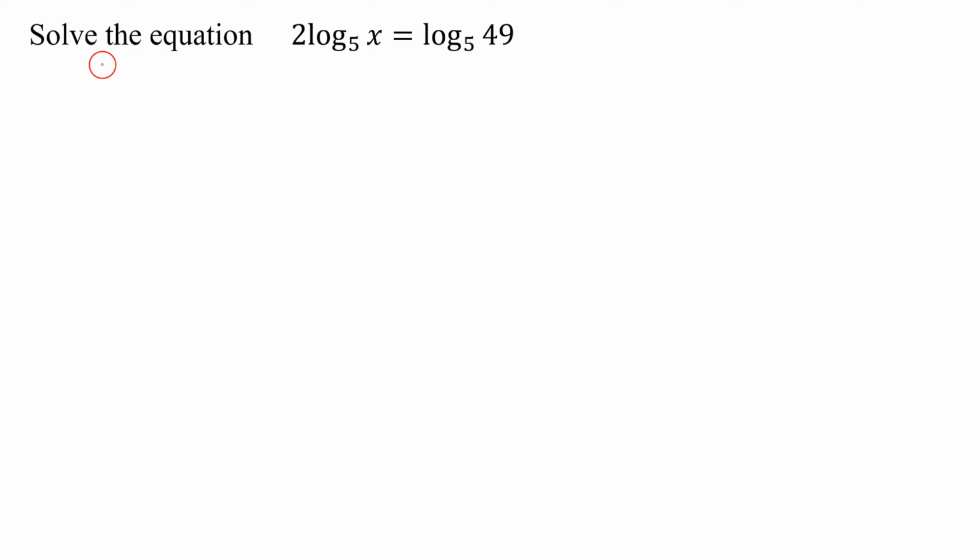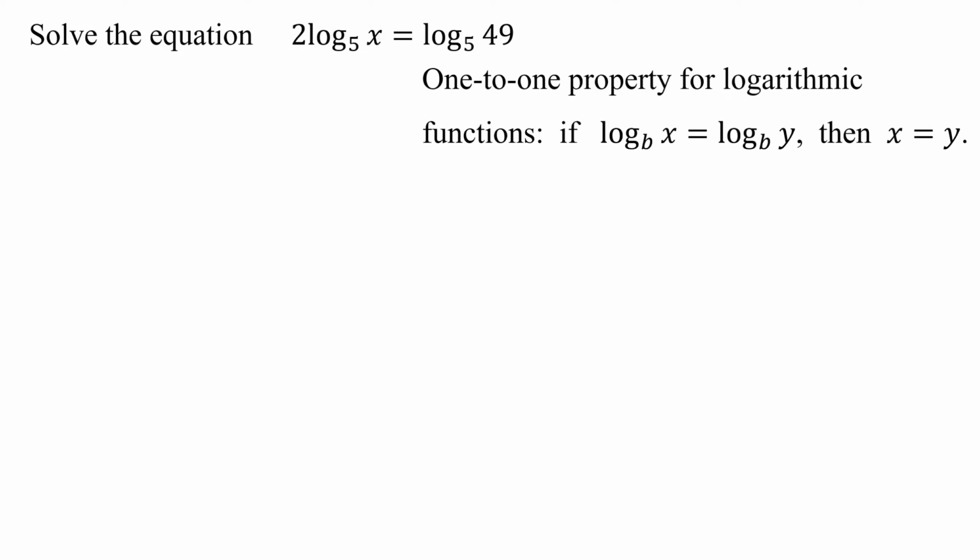In this example, we need to solve the equation 2 times log to the base 5 of x equals log to the base 5 of 49. Well, what type of equation do we have here? It's a logarithmic equation, and I just have two terms, both of which are logarithmic terms. So I want to solve this using the one-to-one property of logarithmic functions that says if log to the base b of x equals log to the base b of y, then x equals y.